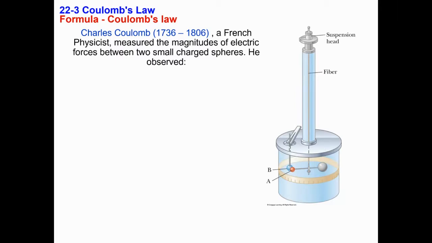He connected one rod that has a charged object here to this fiber, so this is like a torsion pendulum. This here can move this way or this way. Let's assume you have a positive charge here and a positive charge here. He was able to measure the angle. If this rotates to this position here, he was able to measure the angle, and since this is a torsion pendulum, he knows the torsion spring constant. So he was able to determine the force.